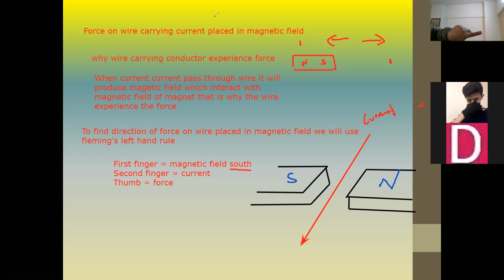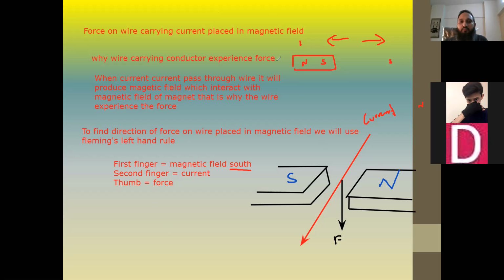So as I rotate my hand, my first finger is pointing towards south. My second finger is pointing towards the direction of the current. Maybe it's not visible, but that's pointing in the direction of the current. So where my thumb is pointing, my thumb is pointing downward. So in this example, it will experience the force. So the direction of the force will be downward. So if I change the direction of the magnetic field or I change the direction of the current, the direction of the force will also change or reverse.